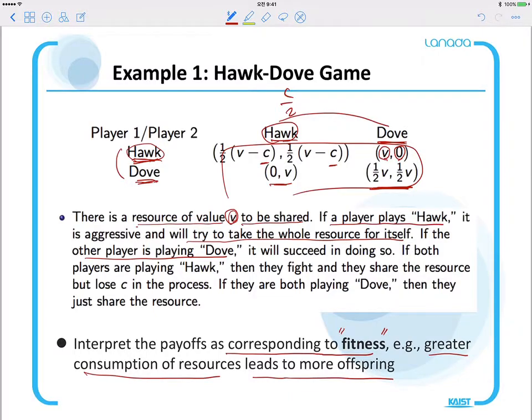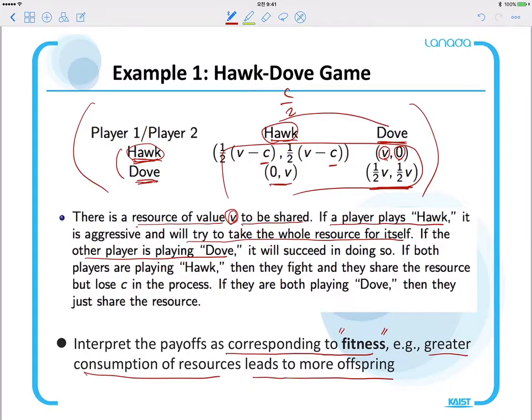The resource sharing mechanism can correspond to having better fitness in nature, meaning that by having more resources, I have more power of producing more offspring. And if we can understand this hawk and dove game as what's happening in the society of animals, this problem is motivated by the evolution of animals and the lives in our world, and that's why this game has been studied by biologists.